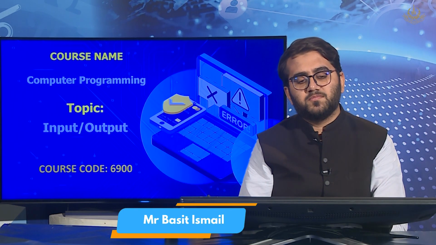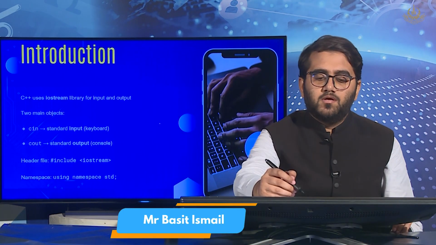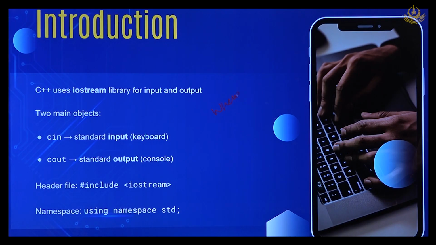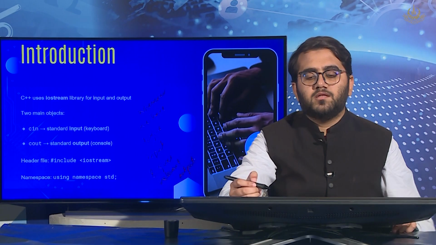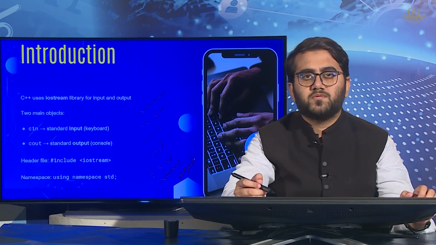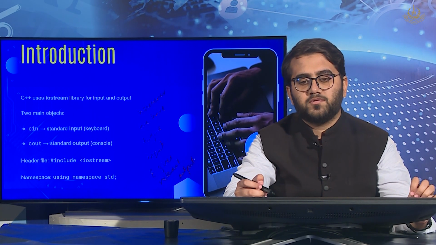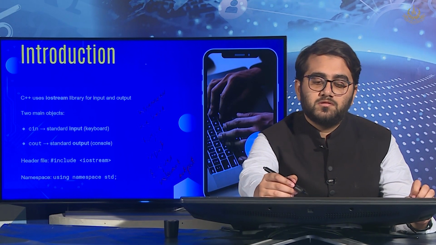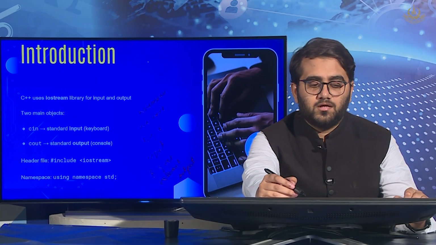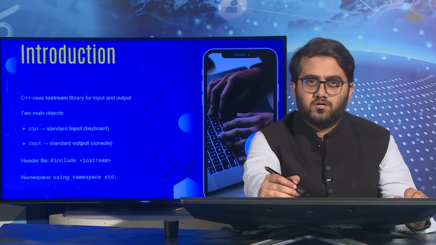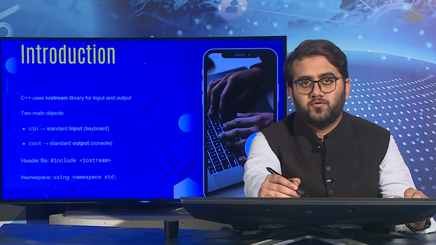Today we are going to learn about the topic of input-output from the computer programming course with the course code 6900. So what is input and output? Whenever we interact with a computer, we have to give input so that the computer processes that input and gives us the relevant output. And in programming, obviously to interact with the computer we have to use programming, and within programming we use different languages. And in C++, the language which we are learning, we have different methods of using input and output.